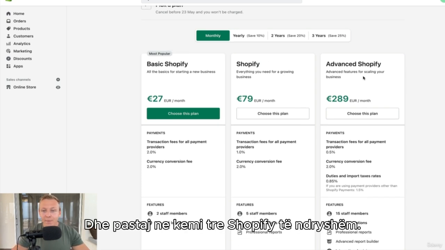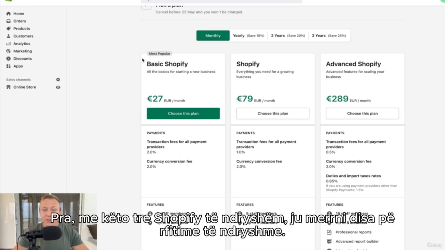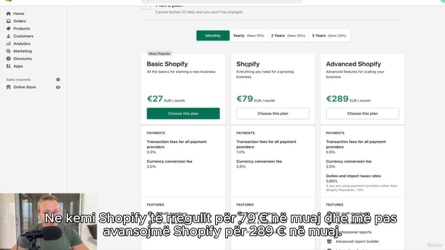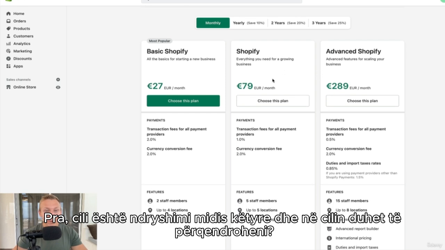And then we have 3 different Shopify plans, and with these you get some different benefits. First we have the basic Shopify. It's going to cost me 27 euro per month, and if you're on dollar, I believe that's around $29. We have the regular Shopify for 79 euros per month and the advanced Shopify for 289 euros per month. So what are the differences between these, and which one should you be focusing on?